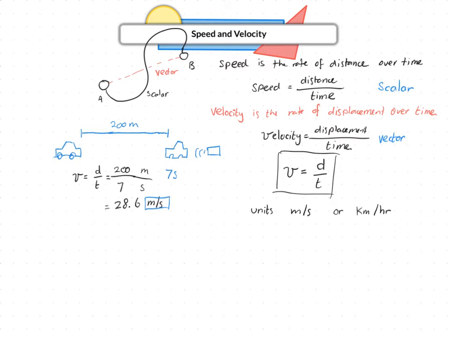Now, as long as you keep everything consistent within your problems, you should really be able to use either or. But in a lot of the future lessons, we're going to be assuming that velocity is in meters per second. So it's probably a good idea to just use that as your core unit. Okay.